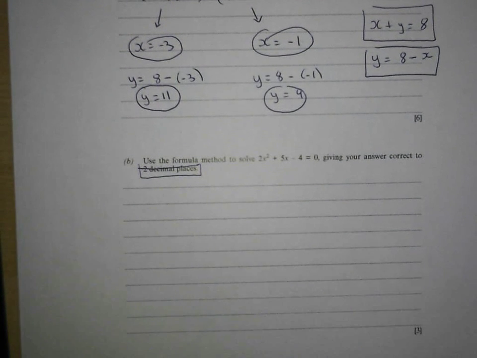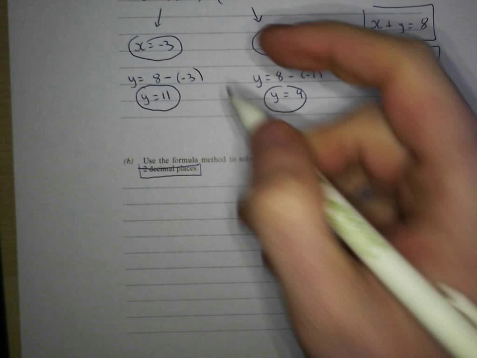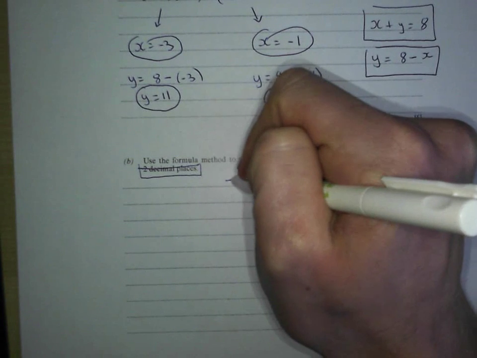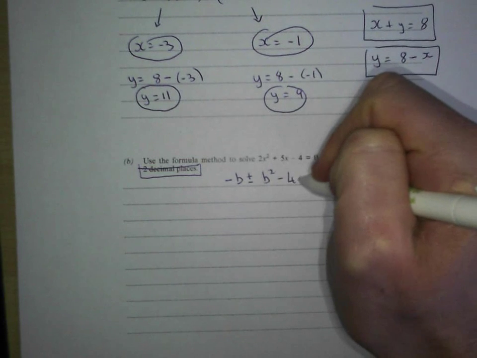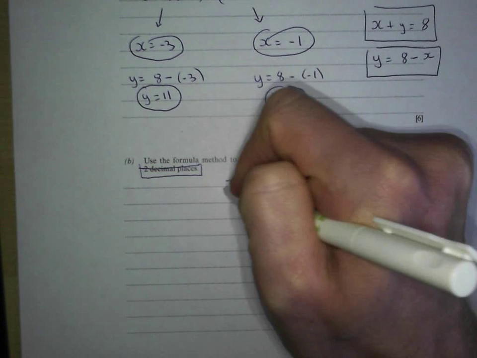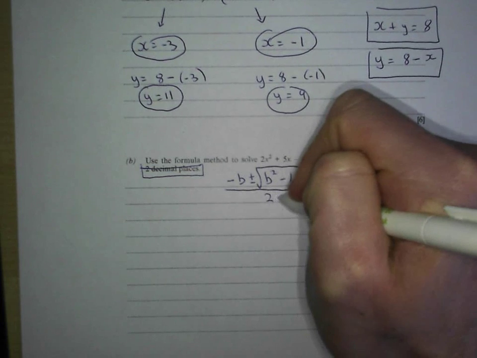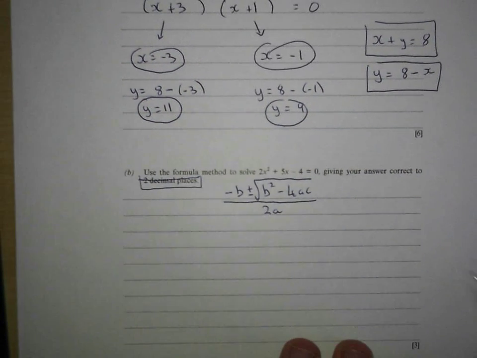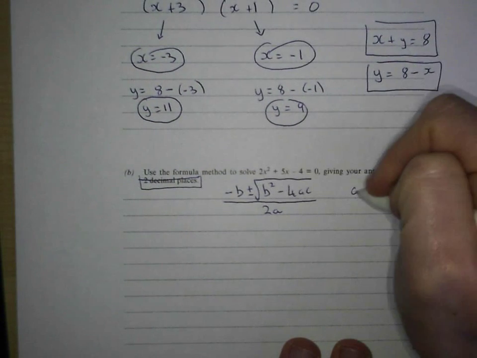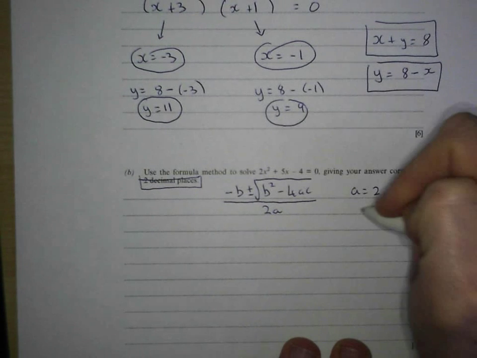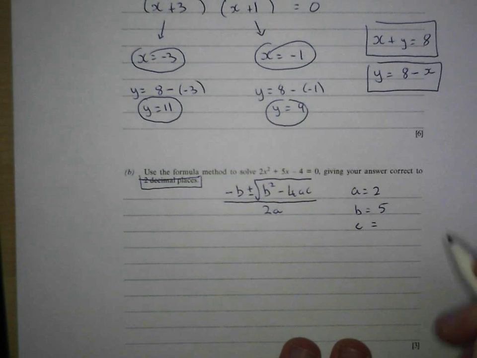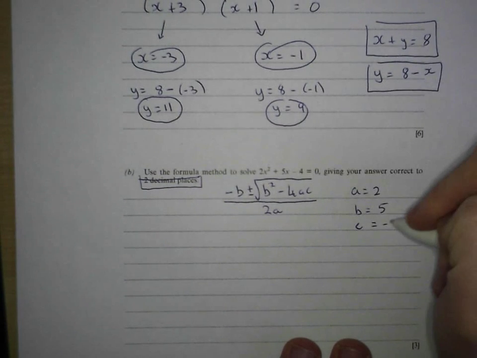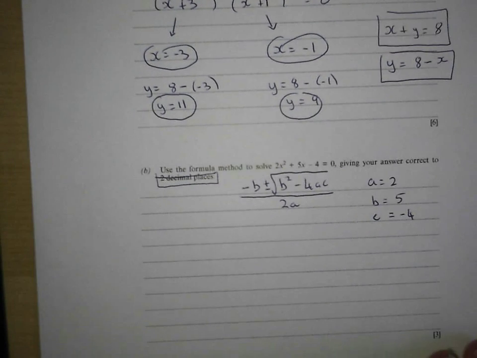So we need our quadratic formula, which you get at the front of your exam. Minus b plus or minus the square root of b squared minus 4ac, all over 2 lots of a. Now let's get our values of a, b and c. So a is the number of x squareds, that's 2. b is the number of x's, that is 5. c is the number at the end, and that is not 4, that is a minus 4. Just be careful.